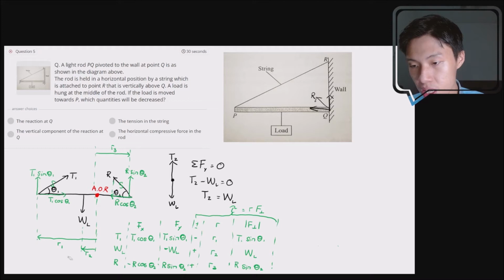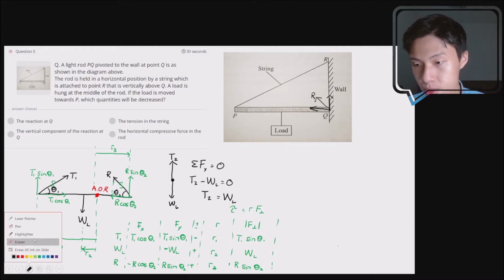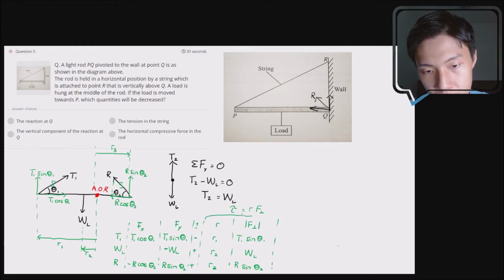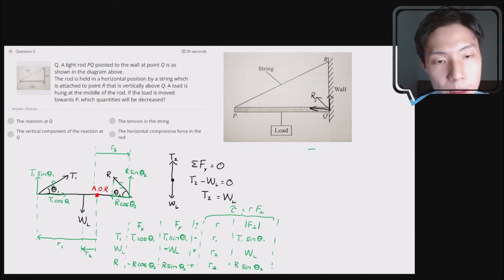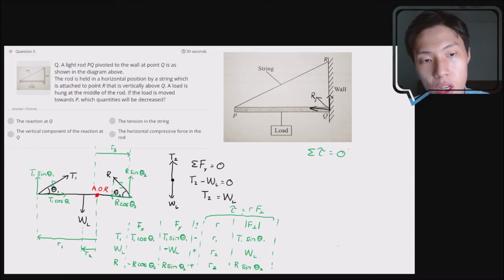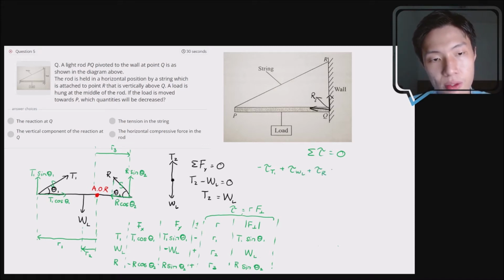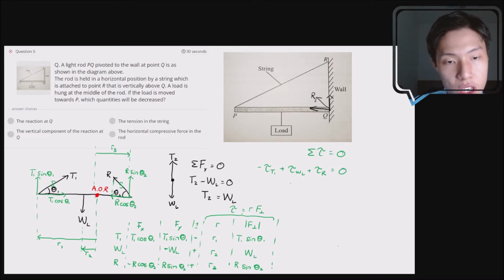Okay, so let me change my. So I'll cover until this part. Okay, then later I'll say plus torque of what minus torque of what. Okay, so the sum of torque is equal to 0. Then it consists of a negative torque due to the tension plus a positive torque due to the weight of the load plus a positive torque due to the reaction force equals to 0. So you can shift the torque due to the tension to the other side. You can do that as well.